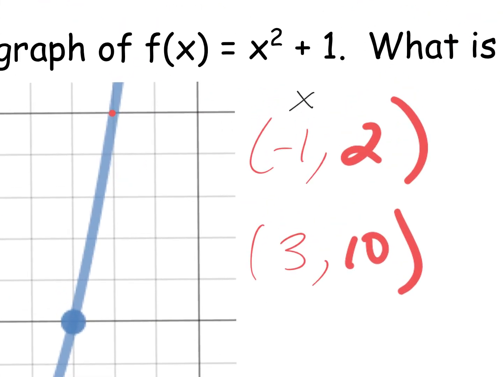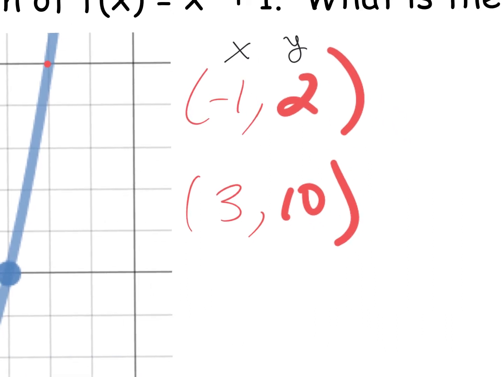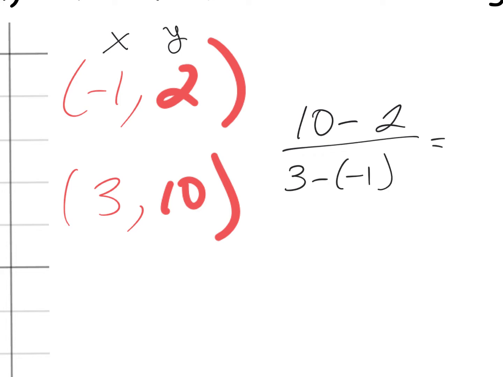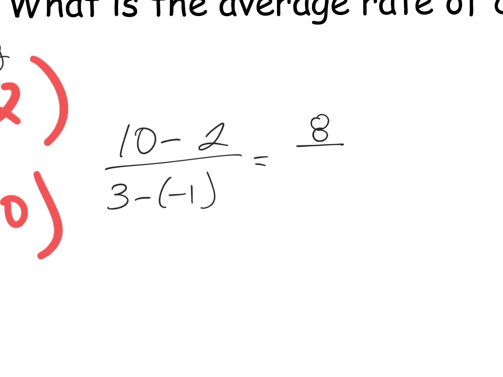I always write my points on top of each other because it's really easy to make a silly mistake. I like to label: here are my x's, here are my y's. Does it matter which y I start with? Can I say 2 minus 10 or 10 minus 2? Doesn't matter, right? Whatever y you start with in the numerator, you have to start with the corresponding x in the denominator. So I'm just going to say 10 minus 2. Since I said 10 minus 2 in the numerator, what does the denominator need to start with? Perfect. 3 minus -1. So 10 minus 2 is 8. 3 minus -1 is 4. So your average rate of change is what? 8 over 4, which is 2.